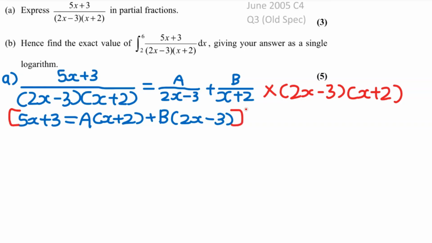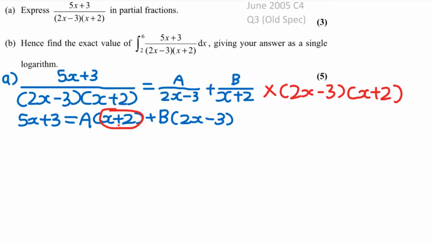Now, as we talked about in the partial fractions video, there are two ways to solve this equation for A and B. You can either use substitution or you can use equating coefficients. In this video I'm only going to go through substitution because I think that's the way most people prefer. It's the way that I prefer as well, but you can use equating coefficients if you want to.